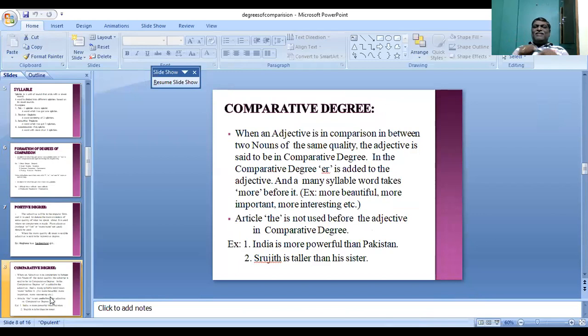So a comparative degree tries to compare between two nouns or two pronouns, in the sense of persons, places, things, animals, items, or whatever. So a comparative degree is restricted to only two things. Here, the adjective is said to be in the comparative degree when it compares the same quality between two nouns. You are talking about the quality present in two different nouns, but you are trying to describe.